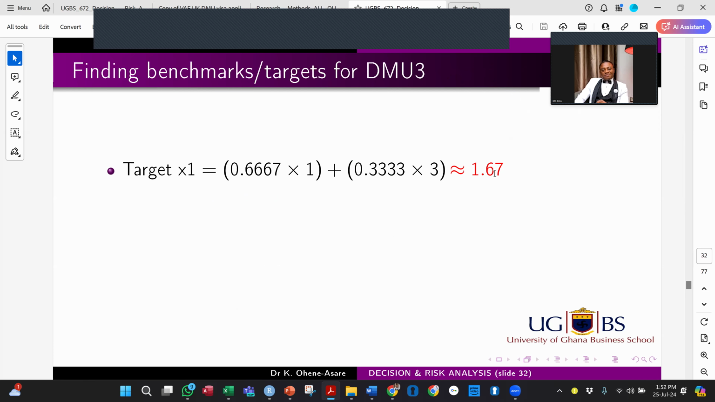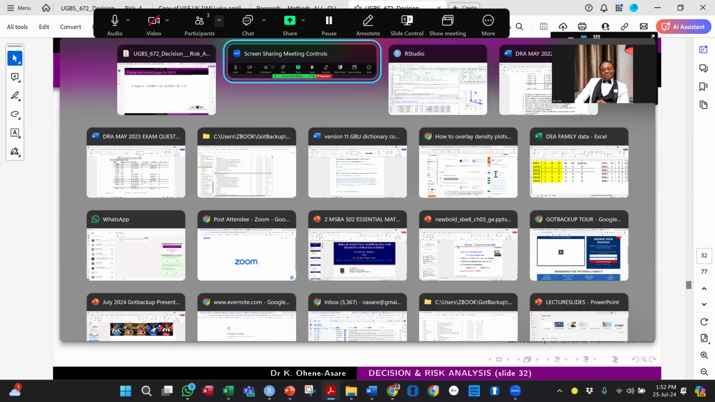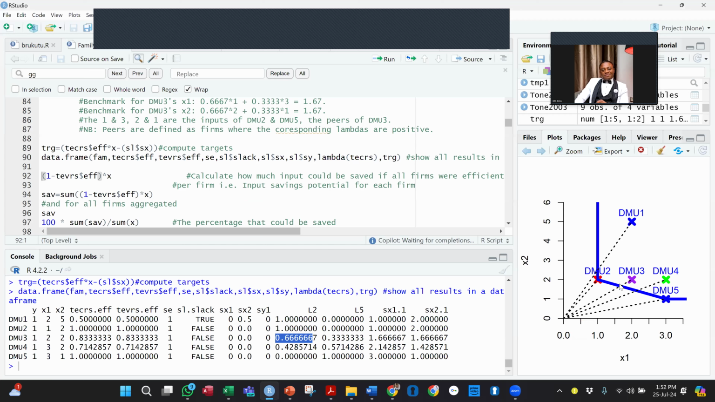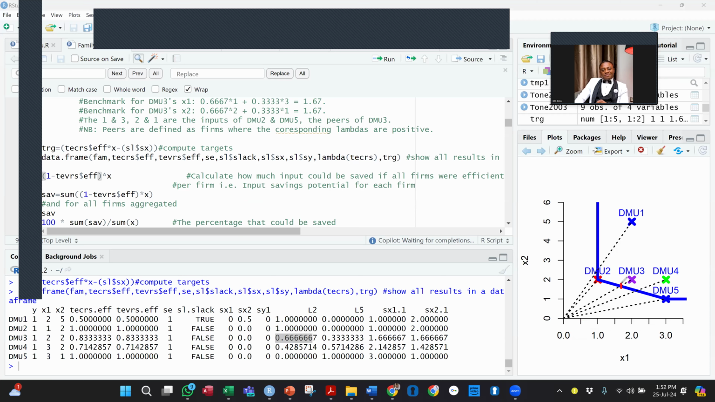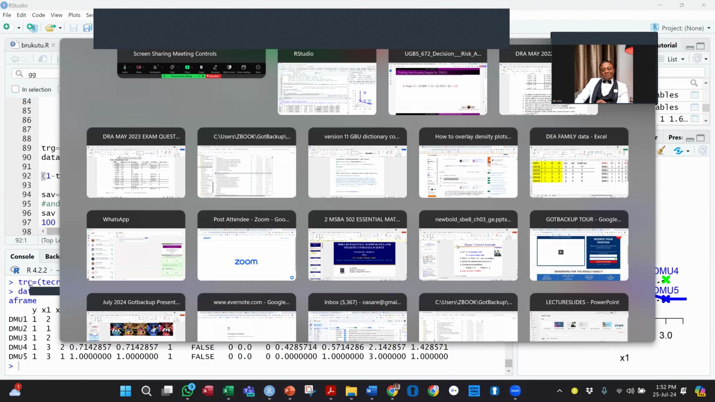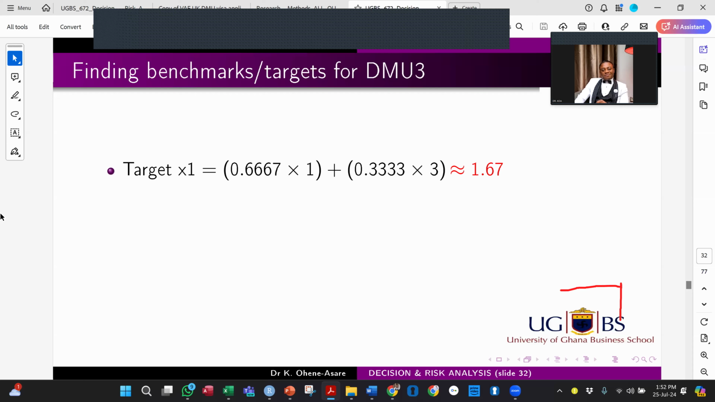When you go to the graph, you see that that's true. If you look at DMU3 and hit this portion here, and you trace it down, you will see that it's 1.667. And if you trace it to the left, it will be that. I'm just using the graph to demonstrate, but in the exam, you're not going to use the graph to demonstrate. So that is how you calculate it. This is the target for DMU3's input 1.